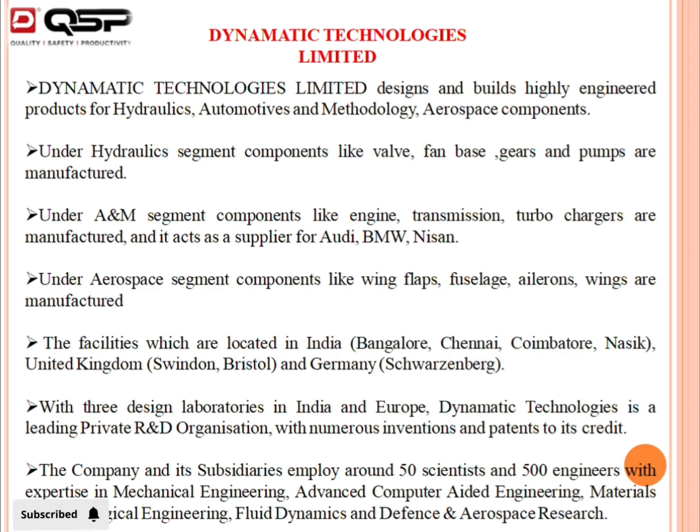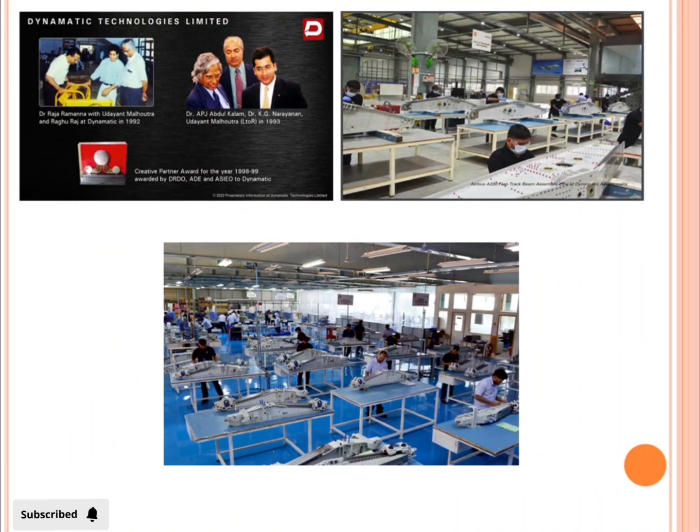Dynamatic Technologies upholds three design laboratories in India and Europe. Dynamatic Technologies is a leading private R&D organization with numerous inventions and patents to its credit. The company and its subsidiaries employ around 50 scientists, 500 engineers with expertise in mechanical engineering, advanced computer-aided engineering, material and metallurgical engineering, fluid dynamics and defense, and aerospace research. Outlook over the company interior.